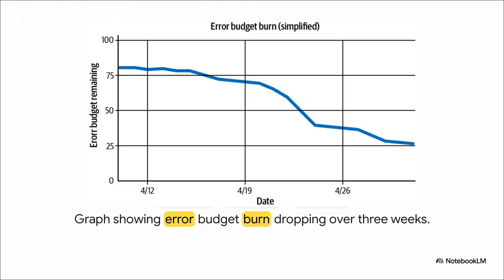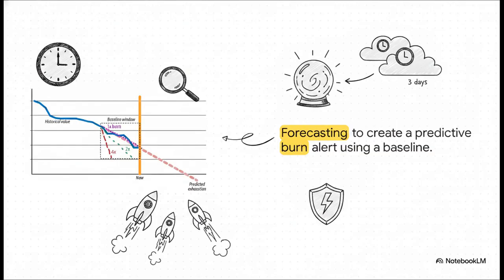To avoid that fate, you have to track this gradual depletion and react long before the tank is empty, meaning your alerts need to be actively predictive, not just reactive. And this is exactly where forecasting comes in. You can't just set a simple alert for when your budget hits 30% remaining, because a static number doesn't tell you how fast you are falling.